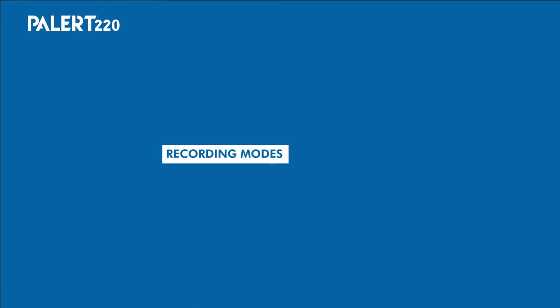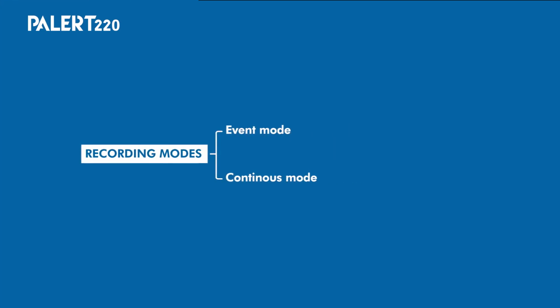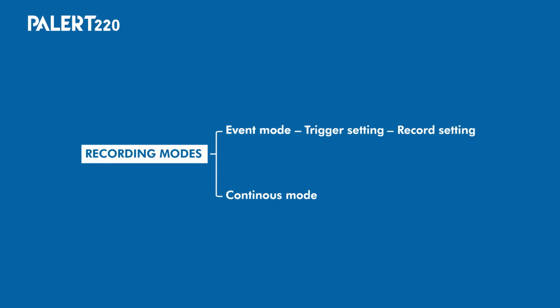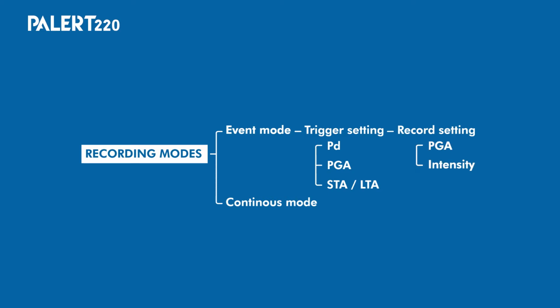First, we will talk about recording mode, which are event mode and continuous mode. In the event mode, there are trigger settings and record settings. There are three types of trigger algorithms under trigger setting, which are PD, PGA, STA/LTA, and two additional recording settings, which are PGA and intensity.